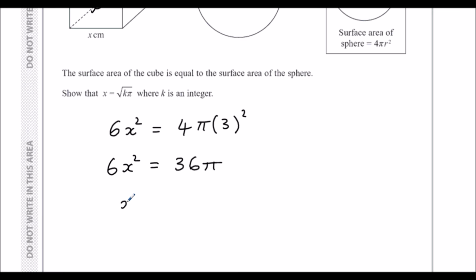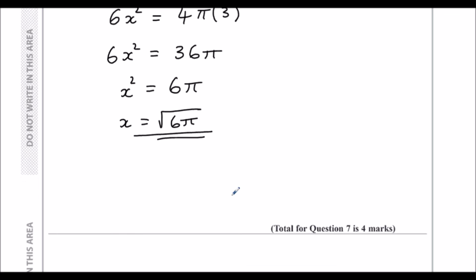Divide both sides by 6. So 36 over 6 is 6. So x squared is 6 pi. To get x by itself, the opposite of squaring is square rooting. So x is the square root of 6 pi. And that is in the form we wanted it. So that's our answer.